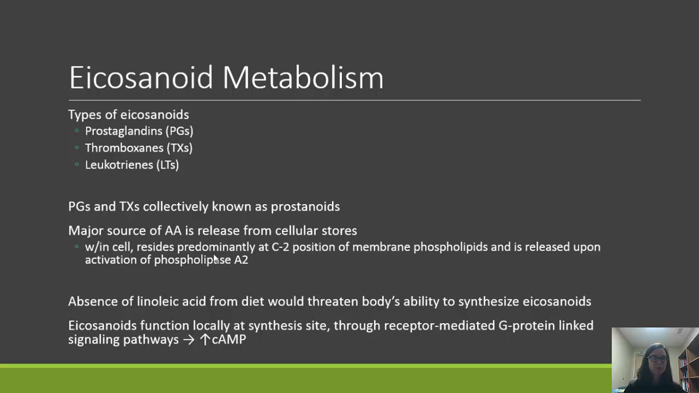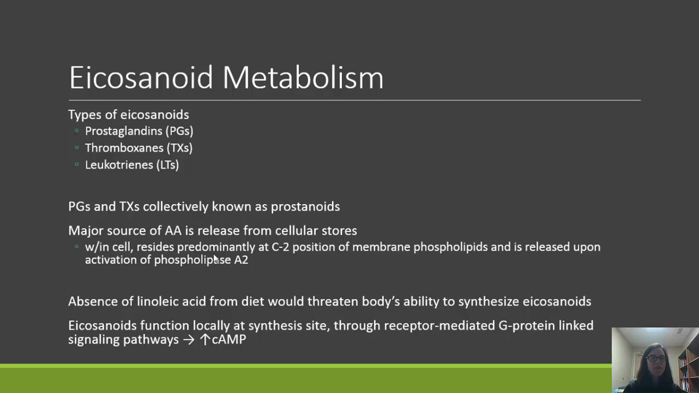As I said, our major types of eicosanoids are prostaglandins, thromboxanes, and leukotrienes. Prostaglandins and thromboxanes are collectively known as prostanoids, because prostaglandins were originally shown to be synthesized in the prostate gland. Thromboxanes were originally shown to be synthesized in the thrombocytes, hence their name, and leukotrienes from leukocytes. This is where they get their names from.